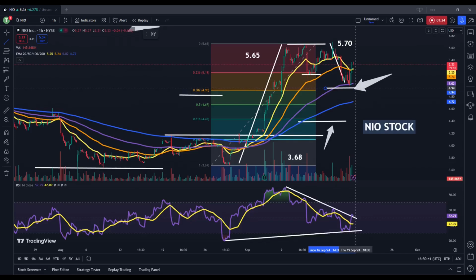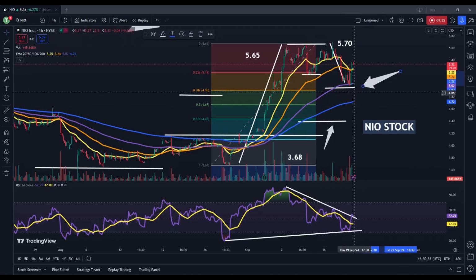And in addition to that, we also have this 100 period exponential moving average. So this is the hourly chart. This purple line here is the 100 hour exponential moving average. And we can see that share prices did manage to bounce right from that area.